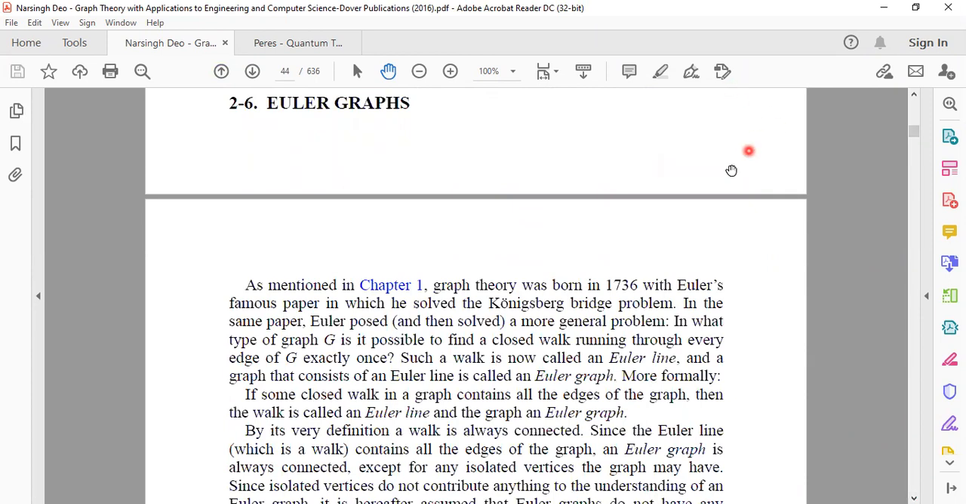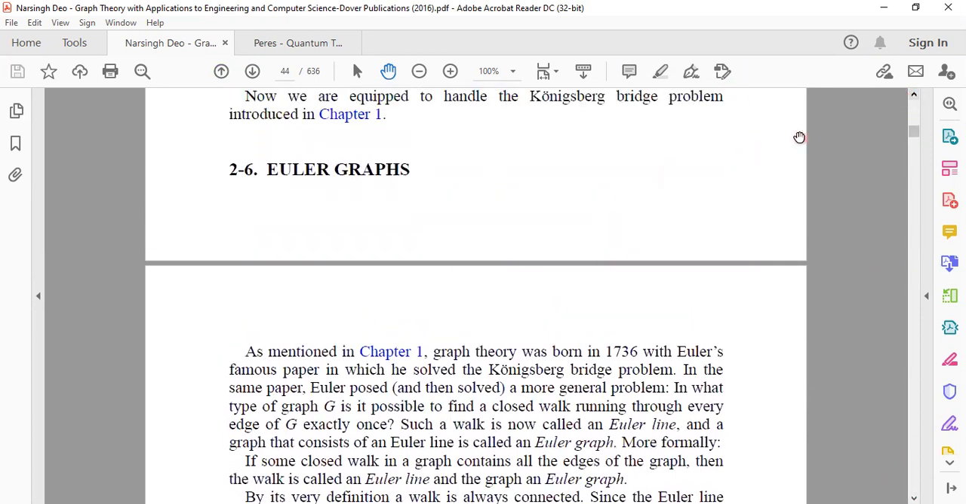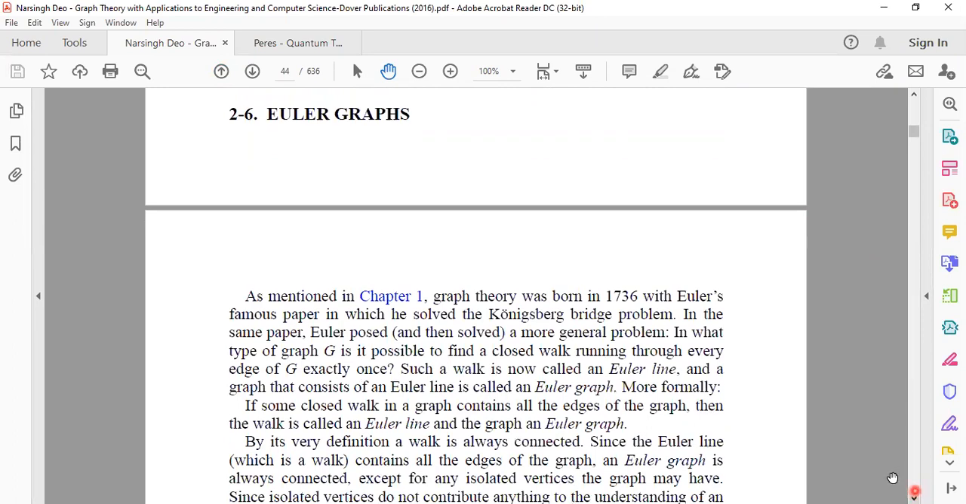Say, for example, this Euler graph definition is very fundamental, and you have to remember what we mean by Euler graph. Euler graph is a kind of graph which has an Euler line. What is Euler line? In a graph, if we can find a closed walk running through every possible edge of capital G exactly once, such a line is called Euler line. And if a particular graph has this kind of property, the graph is called Euler graph.